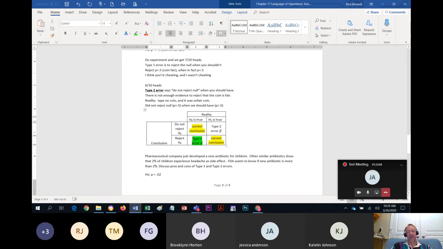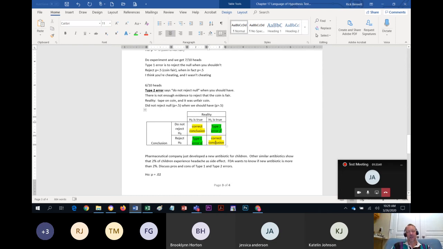The other mistake that we could make is the alternative is true, but we did not reject the null when we should have rejected it. And that's what's known as a type 2 error. And we use the letter beta for that. Okay. So there are two ways to be right. The null is true and we don't reject it, or the alternative is true and we properly reject the null. Those are the two ways we can be right. Two ways we can be wrong. The null is true, but we incorrectly reject it.